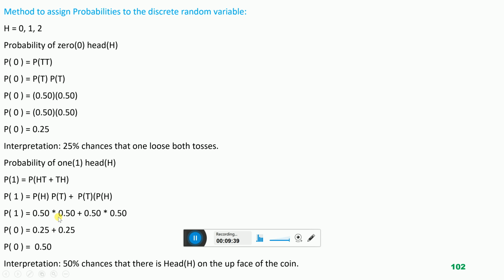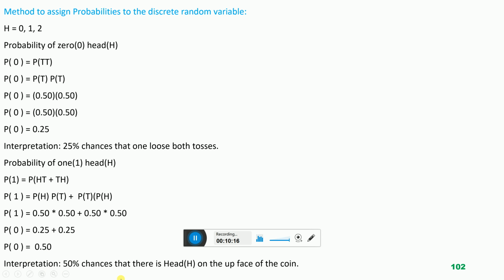50% chances. 50% chances that there will be head on the up face of the coin, or 50% chances that there will be tail on the up face of the coin. So we assign 50% probability to both head and tail, and now 0.50 multiplied by 0.50 is equal to 0.25, and 0.50 multiplied by 0.50 is equal to 0.25. Probability of one head is equal to 0.50.